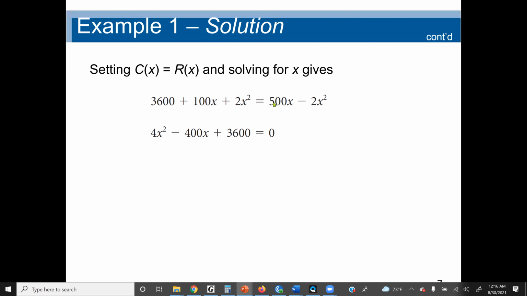Now, how do we get 400x? We have 500x on the right side. When you cross the equal sign, it will be minus 500x. So minus 500x plus 100x will give me minus 400x. And the last value, which is a constant value, is 3,600.